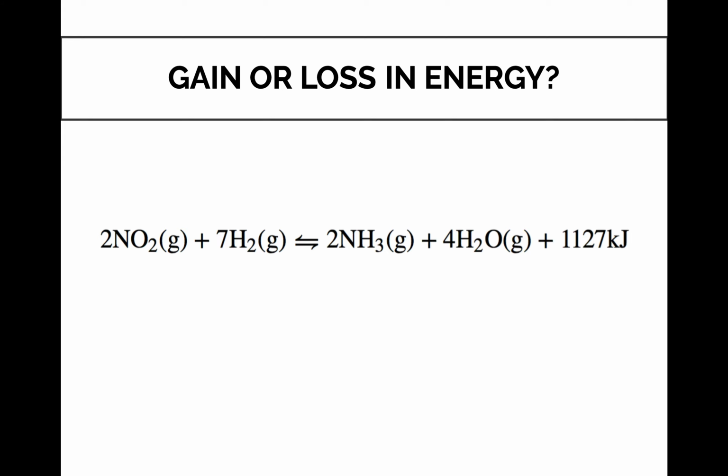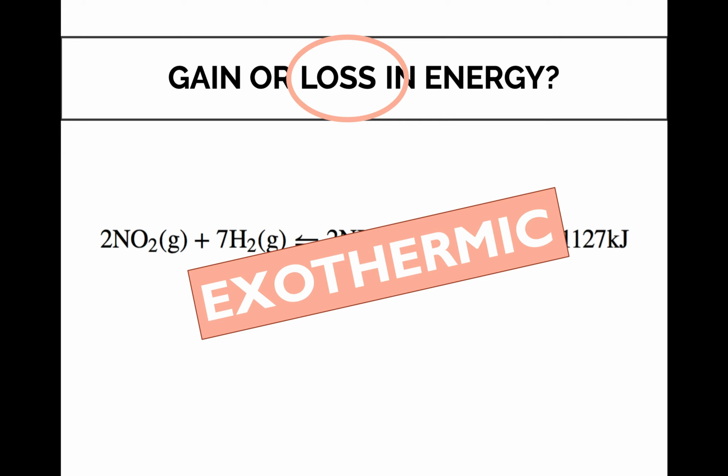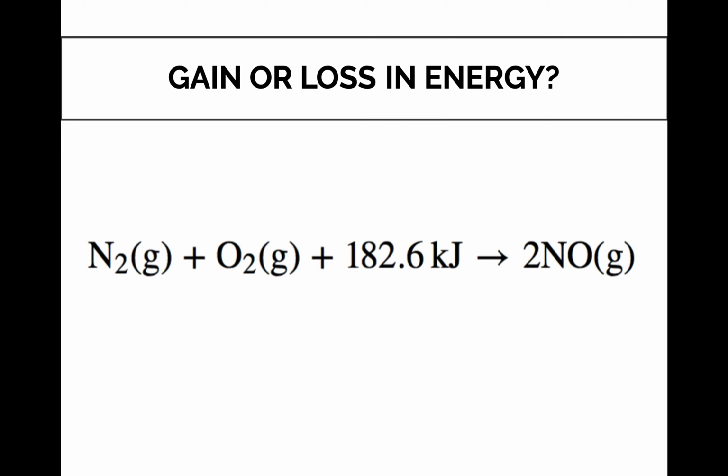In this next example, we have kilojoules in our products. Kilojoules is the unit for energy. It's in the product, so we know that we're losing energy. This is going to be an exothermic reaction. And for this reaction, we have our kilojoules in our reactants, 182.6 kilojoules.